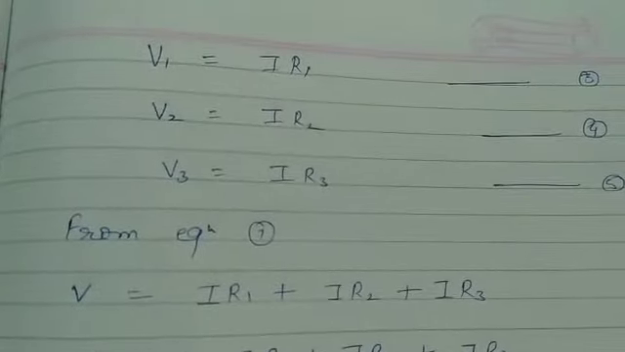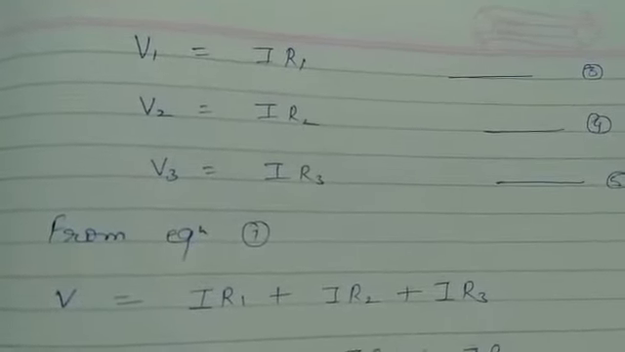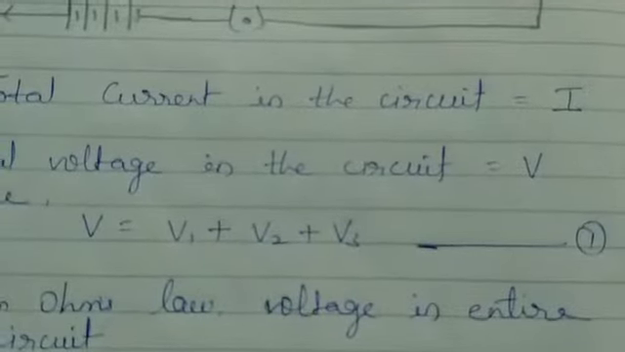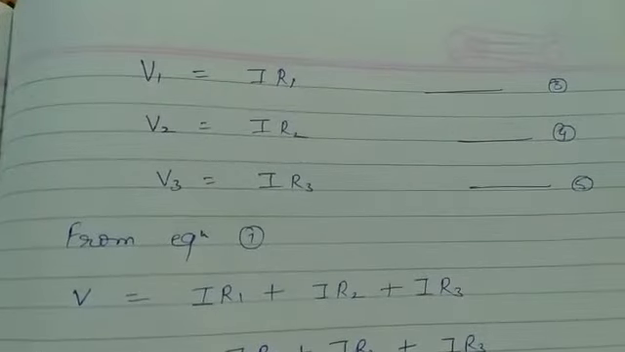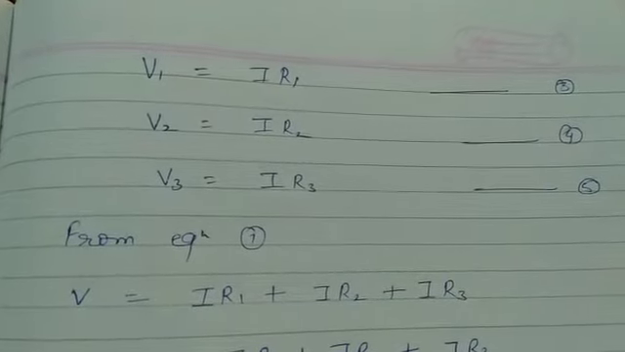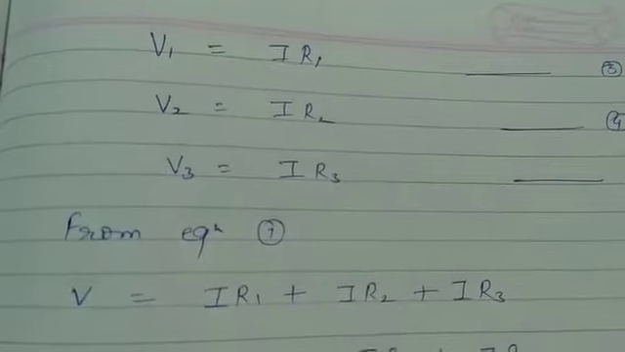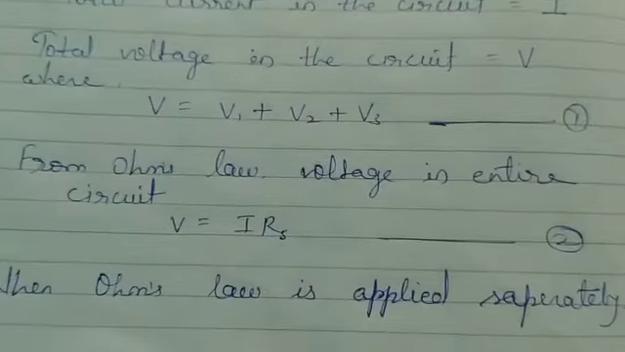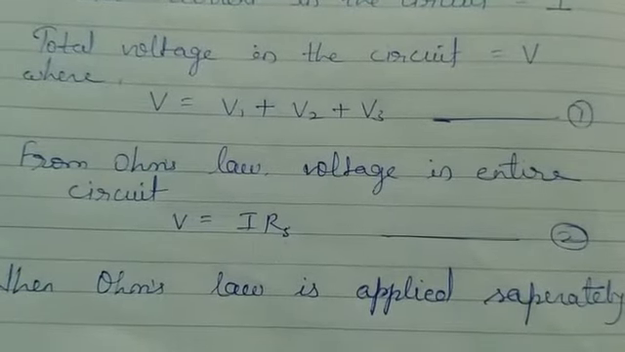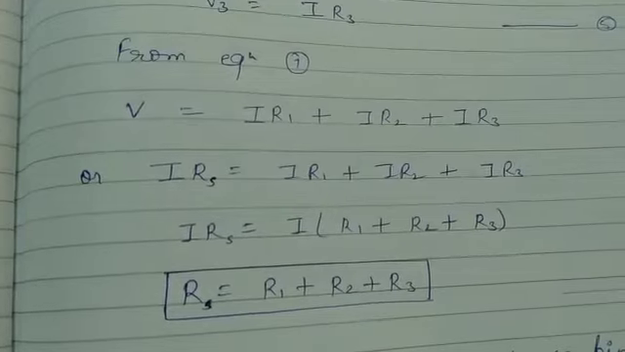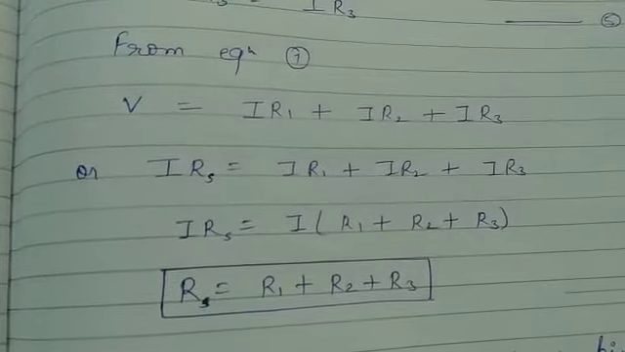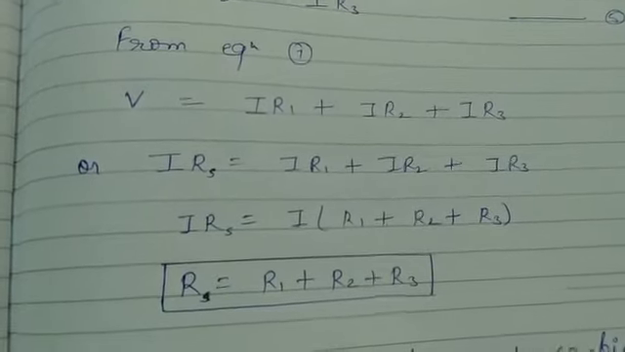So when we put these values in equation 1, let me show you equation number 1. This is equation number 1, V equals V1 plus V2 plus V3. When we put the values of V1, V2 and V3 in equation number 1, we get V equals IR1 plus IR2 plus IR3. Then from equation number 2, we know V equals IRS. By putting that value here, IRS equals IR1 plus IR2 plus IR3.